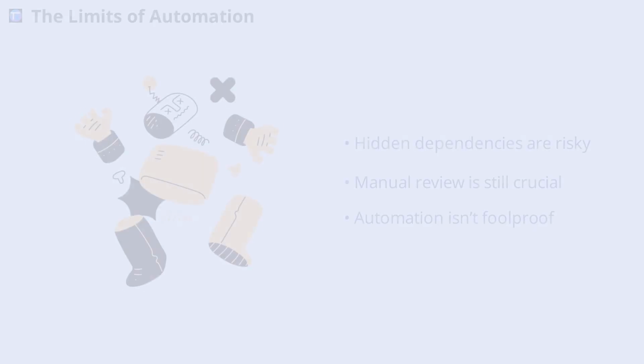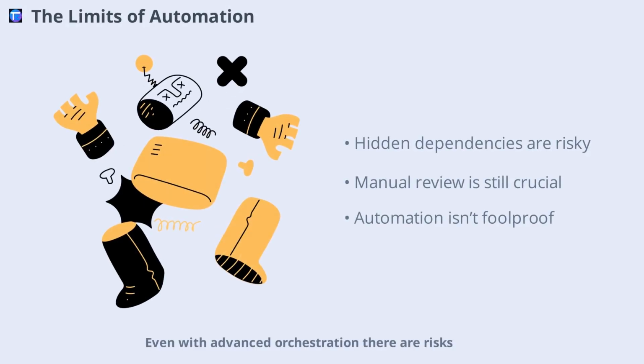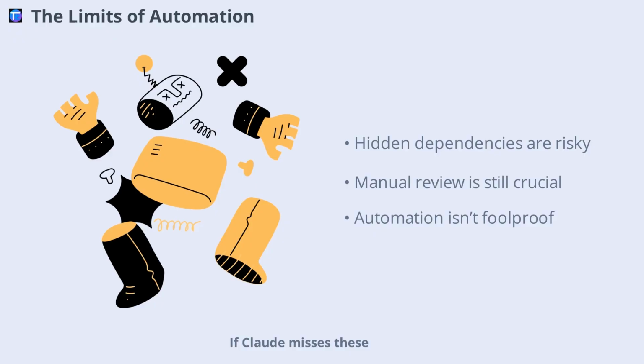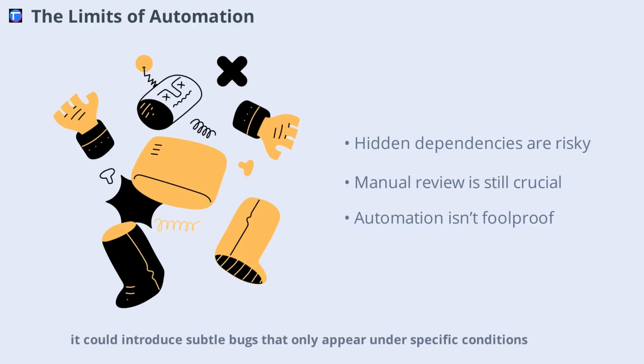Even with advanced orchestration, there are risks. Codebases often have hidden dependencies, runtime expectations, configuration quirks, or shared mutable state that static analysis can't catch. If Claude misses these, it could introduce subtle bugs that only appear under specific conditions. The promise of safe, automated refactoring is huge, but it's not a guarantee. Developers must still review changes with a critical eye, especially when dealing with legacy systems.